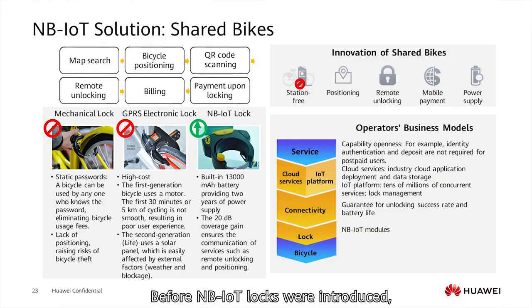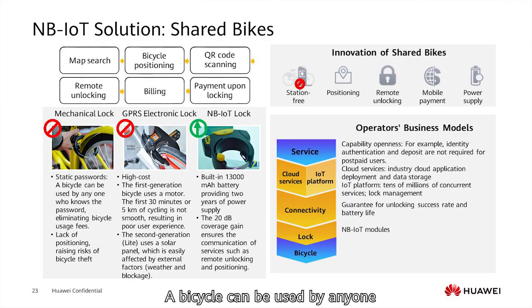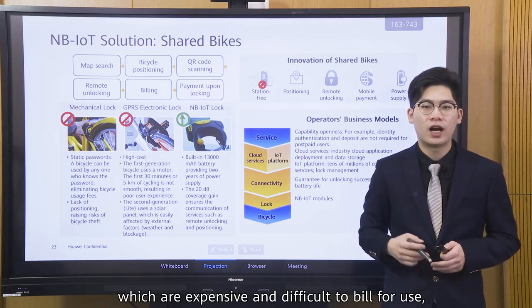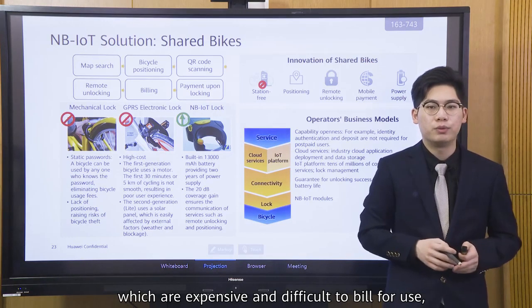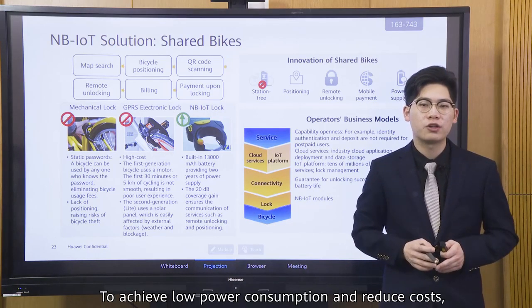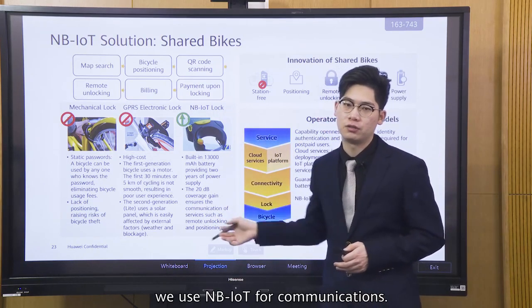Before NB-IoT locks were introduced, bike sharing relied on mechanical locks and GPRS electronic locks. These two types of locks are not easy to use. Mechanical locks rely on static passwords. A bicycle can be used by anyone who knows the password. This is also true for GPRS electronic locks, which are expensive and difficult to build for use, resulting in poor user experience. To achieve low power consumption and reduce costs, we use NB-IoT for communications.